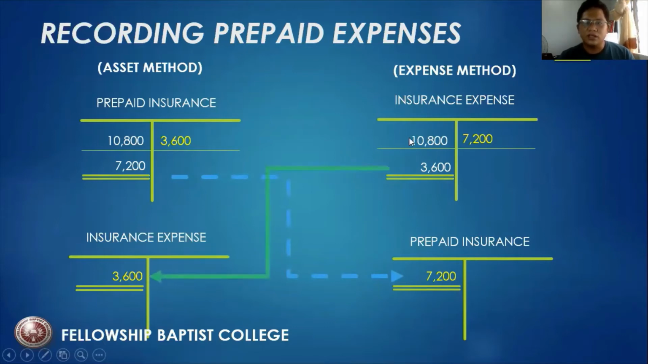Likewise, your insurance expense account under expense method, the net amount is 3,600. Under asset method, the net amount is also 3,600. That's the effect of adjusting entries.